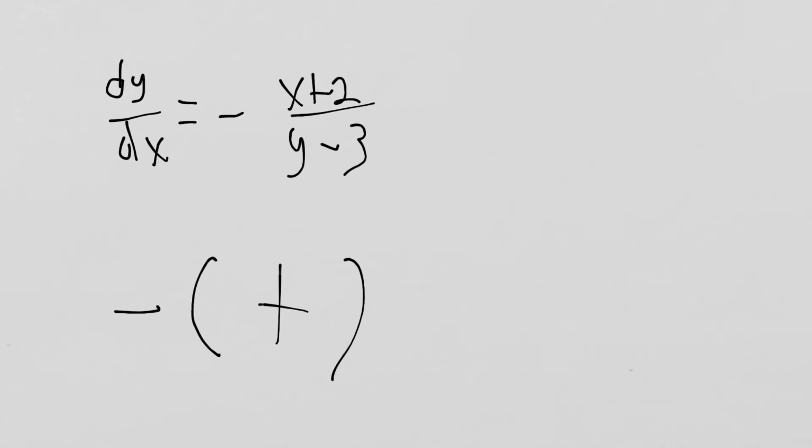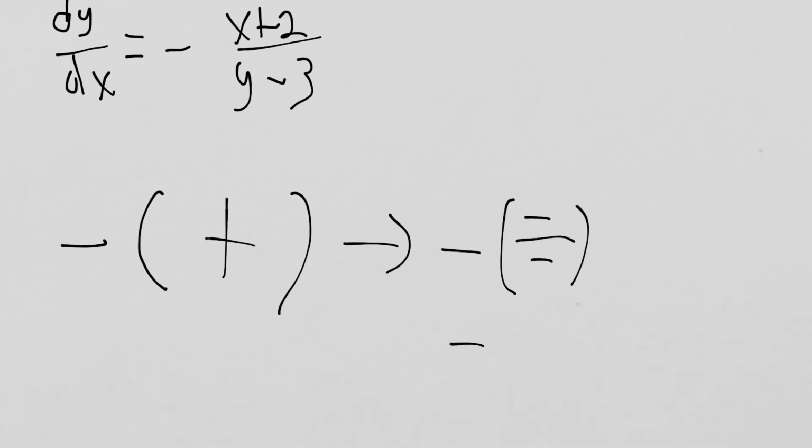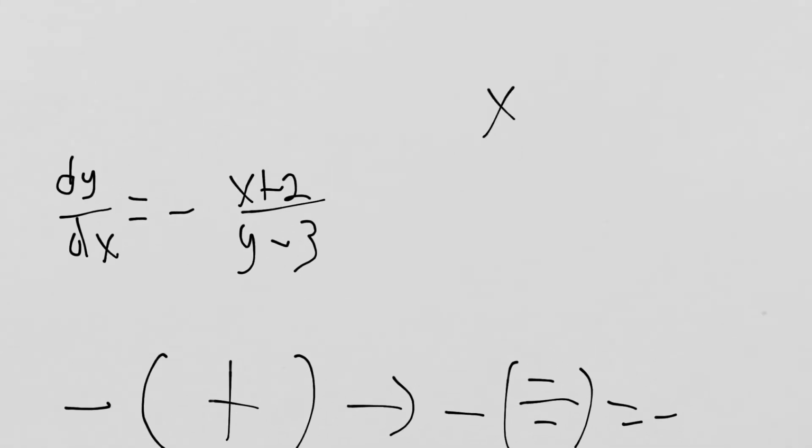So what we need is either both of them to be positive or both of them to be negative, because we could have a negative divided by a negative, or we could have a positive divided by a positive. Both of these are going to result in a positive output. So let's look at x + 2, and then let's look at y - 3, and determine when x + 2 is positive, when it's negative, and same with y - 3.